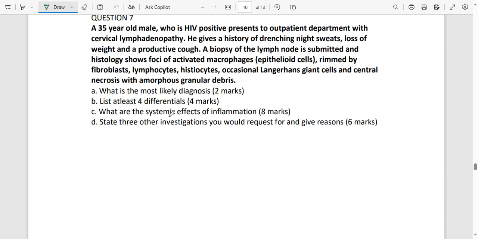Number 7, a 35-year-old male who is HIV positive presents to the outpatient department with cervical lymphadenopathy. He gives a history of drenching night sweats, loss of weight, and a productive cough. A biopsy of the lymph node is submitted, and histology shows foci of activated macrophages, epithelioid cells, rimmed by fibroblasts, lymphocytes, histiocytes, occasional Langerhans cells, and central necrosis with amorphous granular debris. What is the most likely diagnosis? Anyone that can help with this one?